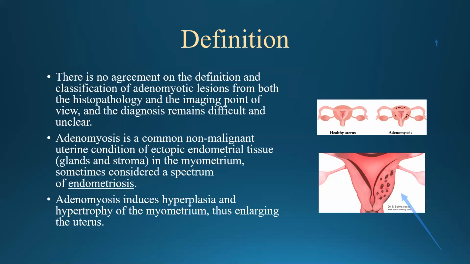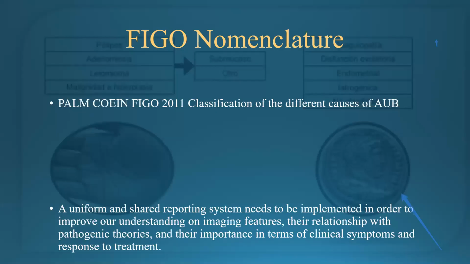In 2011, FIGO, the International Federation of Gynecology and Obstetrics, was trying to put a nomenclature, and they already did. They did the PALM-COEIN, and they classified the different causes of abnormal uterine bleeding into structural causes and non-structural causes. The structural causes are in the word PALM, which stands for polyp, adenomyosis, leiomyoma, and malignancy, whereas COEIN stands for coagulopathy, ovulatory dysfunction, endometrial factors, iatrogenic causes, and not otherwise specified for the N.